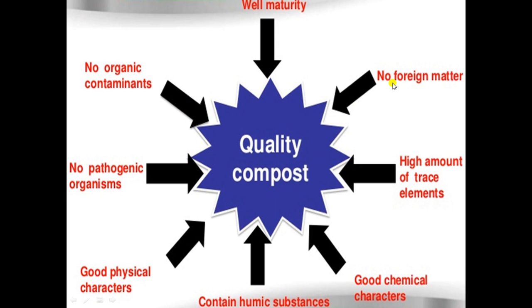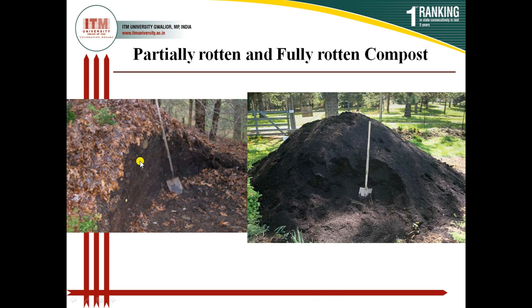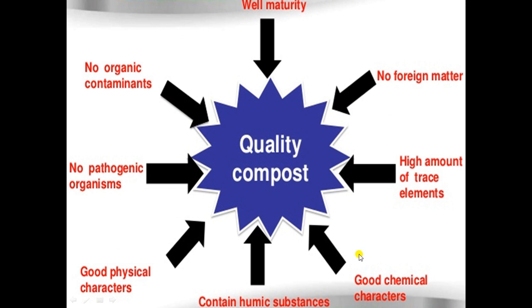No foreign matter should be present in the compost. A high amount of trace elements is present in the compost. It should have good chemical characters. One more thing I want to tell: if it is partially rotten compost, its pH will be acidic. But when it becomes fully rotten, it will be of neutral pH. So good chemical characteristics: it contains humic substances. It also has good physical characters.